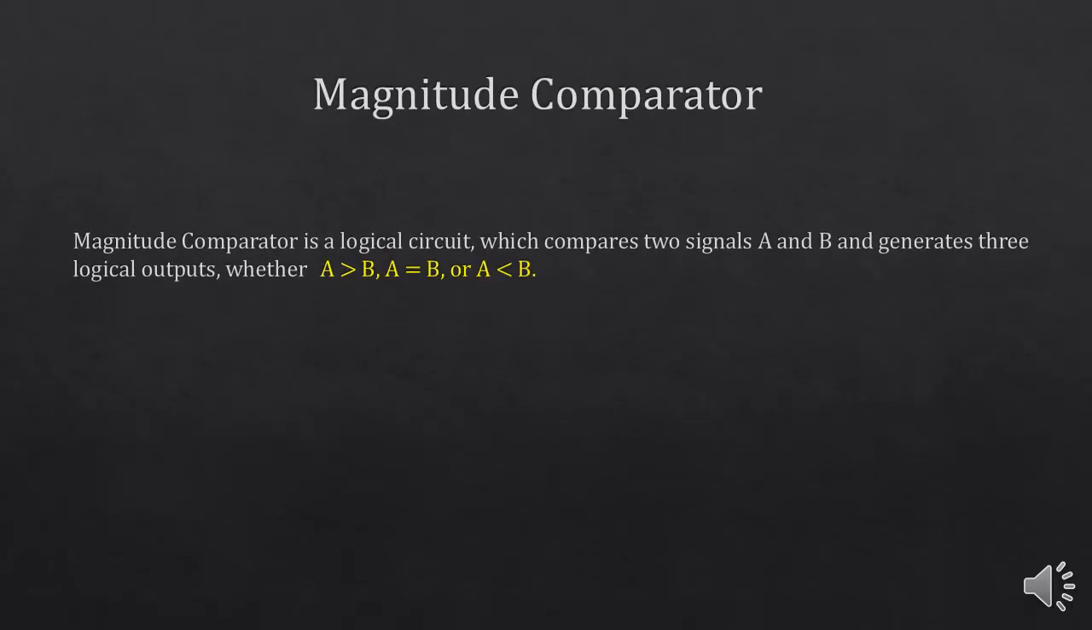What is a magnitude comparator? A magnitude comparator is a logical circuit which compares two signals A and B and generates three logical outputs. The output can be either A greater than B, A equal to B, or A less than B. For a detailed study, you can go through the theory lectures.